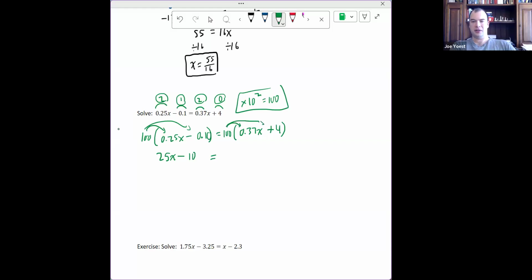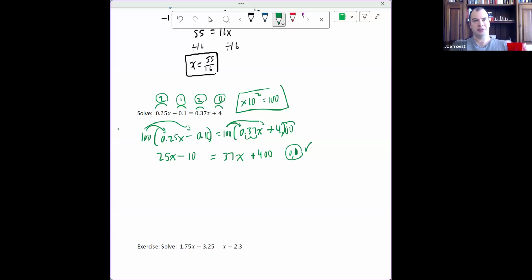Similarly, on the right-hand side, 100 times 0.37x bumps this decimal point 2 to the right, making a 37x. And 100 times 4 is just 400. Or we can think of 4 as 4.00, bump that decimal point 2 to the right. And I'm in standard form. So steps 0 and 1 have now been accomplished. I'm in standard form: Ax plus b equals cx plus d.